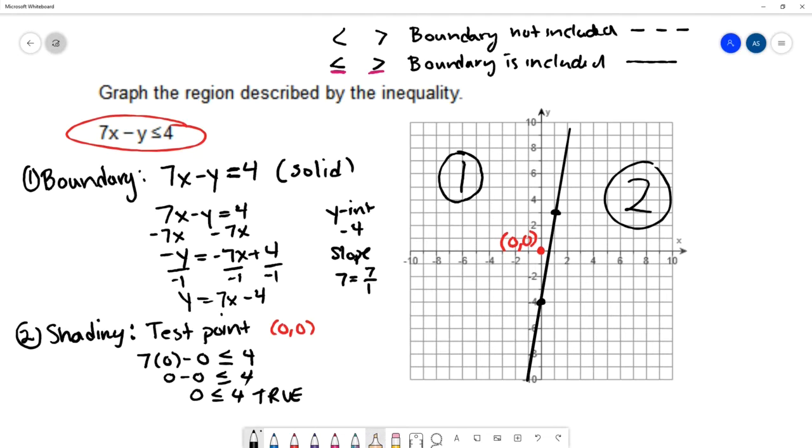So what we found is that this test point came out true, and that means this whole side is true. So we want to shade that side. If it had come out false, we would shade the other side of the line, because the other side would be the true side. So here we have the region that's described by this inequality. Every ordered pair in this shaded region and on the boundary line is going to make this inequality true.